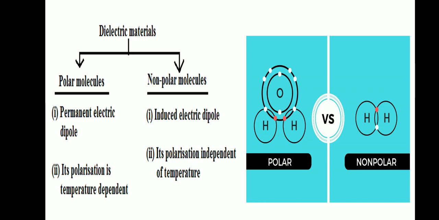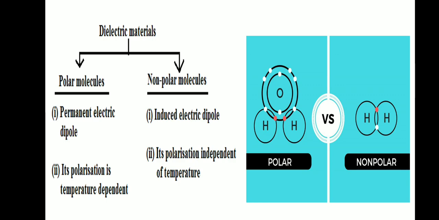At the right side of the slide the polar and non-polar structures are shown. In the figure of the polar molecule, one end of the molecule is slightly positive. The example of a polar molecule here is H2O: two hydrogen atoms and one oxygen atom. One end of the molecule is slightly positive, that is the hydrogen having positive charge, and the other end has negative charge. This is the structure of the polar molecule.